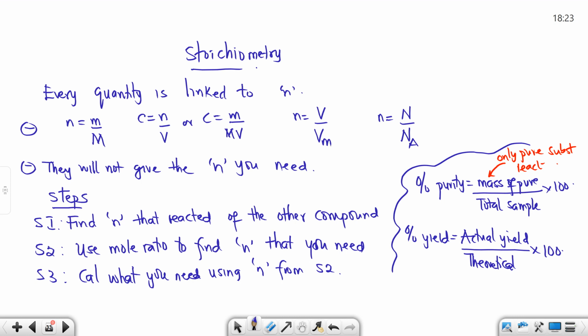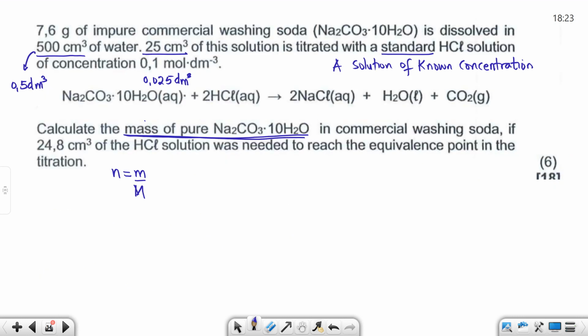Check my next statement. They will not give you the number of moles that you need. I'm looking for the mass of Na2CO3, sodium carbonate. All right? However, if they gave me this N, guys, it won't be 6 marks. But I told you they won't give you N. What will they give you? They'll give you information about the other substance with which you can calculate the number of moles. Now, if 24,8 cm cube, so basically I'm working with these two.